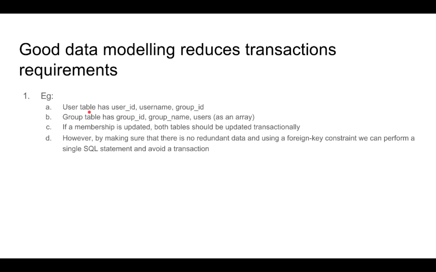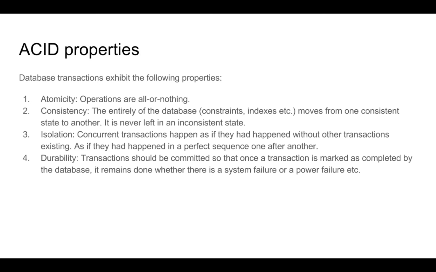So modeling our data well and ensuring that this users array is not used and we're only using a group ID here, which has a foreign key constraint to the group table. This will ensure that we don't actually need to use a transaction and we can get away with a single SQL statement. These properties of transactions that we have talked about are actually called ACID properties.